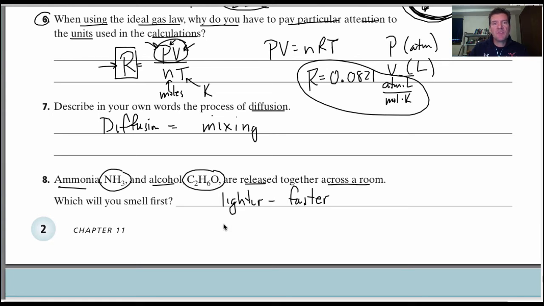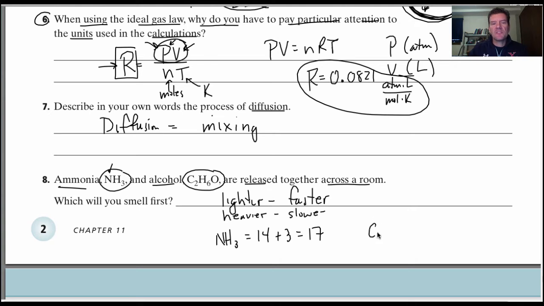So if they're at the same temperature in the same room, both gases, both particles have the same average kinetic energy, but the lighter one is going to travel faster. The heavier one is going to travel more slowly. So you would have to figure out which one of these is heavier, which is lighter. So we just look on the periodic table, and nitrogen is 14, so NH3: nitrogen is 14, the 3 hydrogens is 3. I add them up, I get a molar mass of 17.